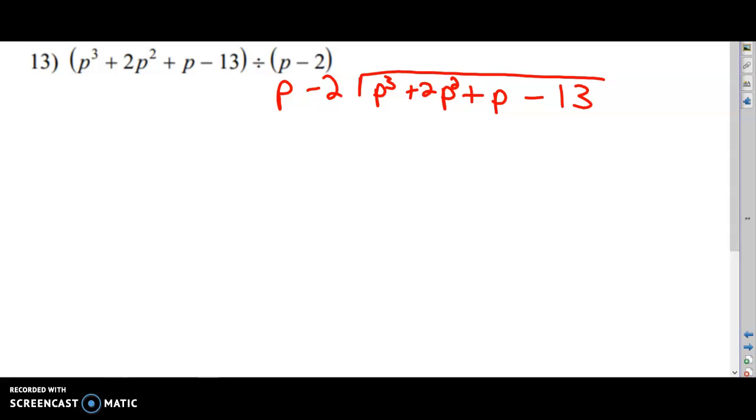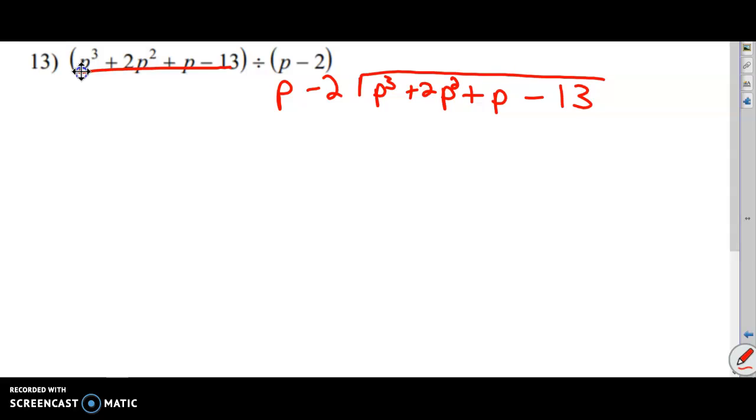Right, let's take a look here at some polynomial long division. This is number 13. You will notice that my dividend is p cubed plus 2p squared plus p minus 13. I put it on the inside here. I'm going to divide by my divisor, which happens to be p minus 2. Okay, so let's get right to it.